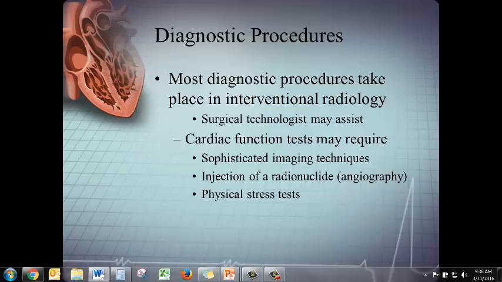As you can read on this slide, most diagnostic procedures take place in interventional radiology, and a surgical technologist may assist in the procedure. A variety of cardiac function tests exist and require sophisticated imaging techniques, angiography, and stress tests. Routine lab tests are performed to identify abnormalities of cardiac enzymes in the blood.